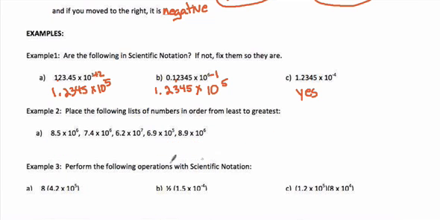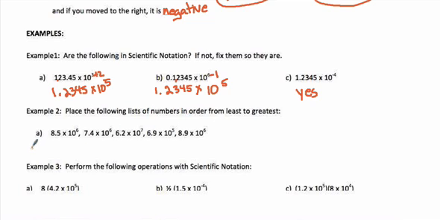Okay, place the following list of numbers in order from least to greatest. Well, the one with the highest exponent here is going to have the most zeros. So right here, I know this is going to be the greatest. And then the one with the lowest exponent is going to have the least number of zeros on it. So that's going to be the lowest. So place the list of numbers in order from least to greatest.